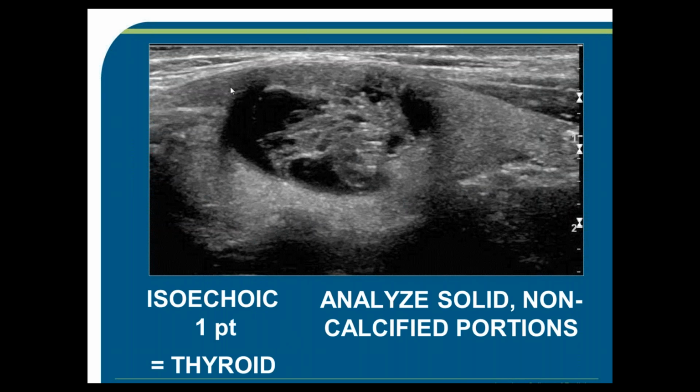Also remember, as Franklin mentioned earlier, when you have a mixed cystic and solid nodule, you determine echogenicity based on the solid, non-calcified part of the nodule. So if you looked at this overall nodule, you might be tempted to say it's hypoechoic, but when you really analyze the solid component here, it's the same echogenicity as the thyroid parenchyma. So this is an isoechoic nodule.